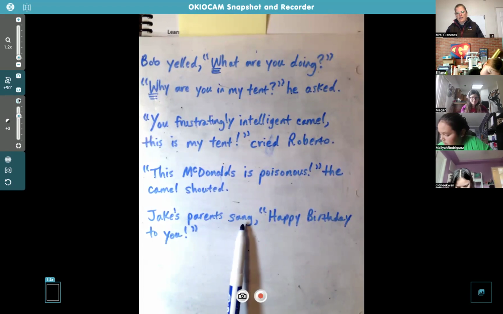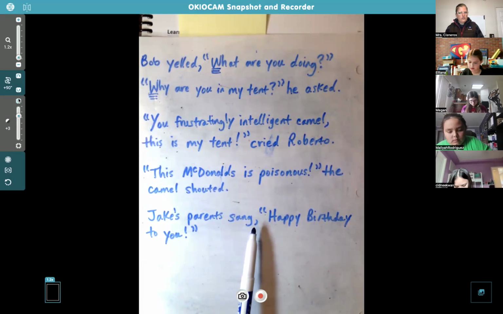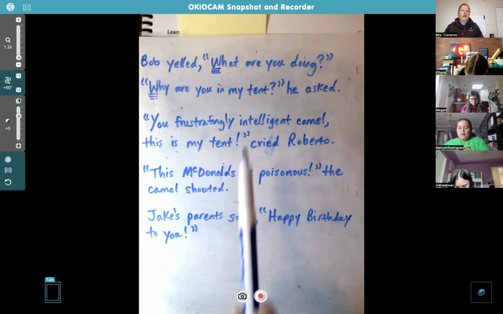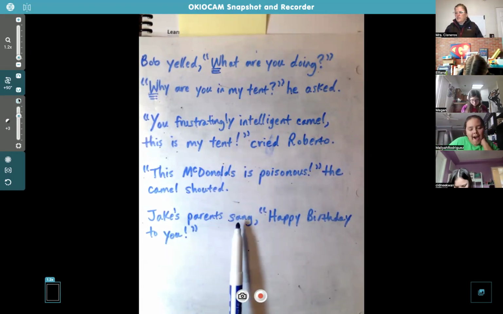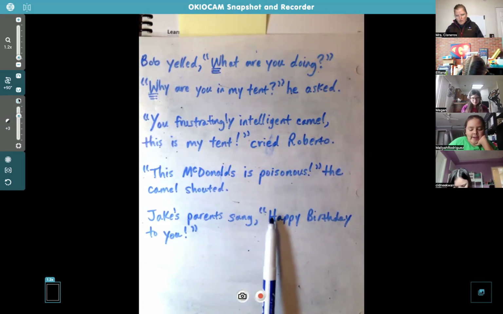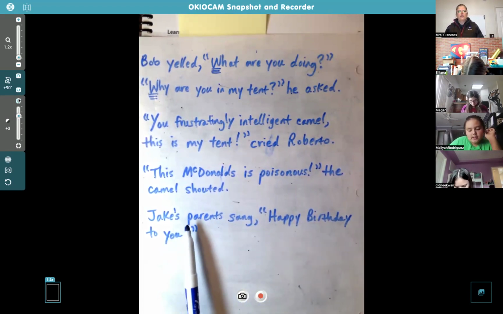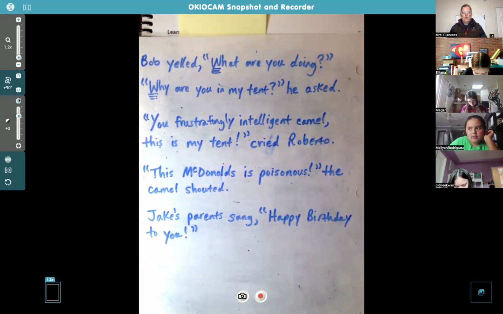Jake's parents sang. Notice the comma. You guys need to really work on the punctuation part of this. So use this to look back on if you need to. Jake's parents sang, comma, quote, happy birthday to you, exclamation point, end quote. Notice that it's on the inside here of the quotation mark. So all those little details are really, really important in writing. It's called punctuation, and it's really important that you get it correct on how you punctuate your sentences, especially with quotes like this.